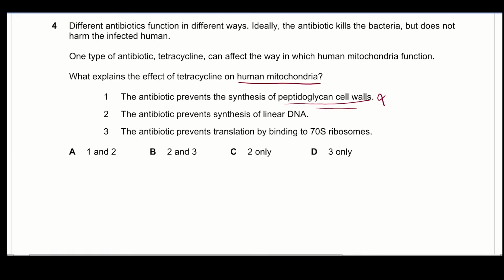2. The antibiotic prevents the synthesis of linear DNA. This is incorrect. It does not have effect on mitochondria because linear DNA is found in the nucleus of the cell, and circular DNA is what is found in the mitochondria. 3. The antibiotic prevents translation by binding to 70S ribosomes. This is the only correct answer because mitochondria has 70S ribosomes and the cytoplasm has normal 80S ribosomes. So the answer is going to be D.